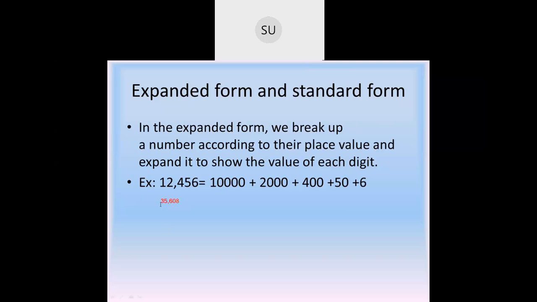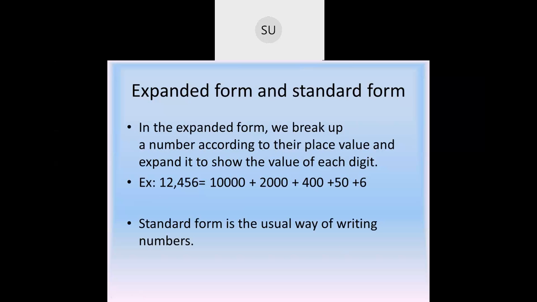I've taken 35,608. So how will we write this in expanded form? First of all, we'll start with 10,000s place. In 10,000s place, we have 3. So that is 3 into 10,000, 30,000. Plus, we have 5 in thousands place, which is 5 into 1,000, 5,000. Then again plus, in hundreds place we have 6. So 6 into 100, 600. In tens place, we have 0, so you don't need to write it. Then directly we'll move on to ones place, which has 8. So 8 into 1 is 8. So the expanded form of this number is 30,000 plus 5,000 plus 600 plus 8. Alright. Now we'll see what is standard form.